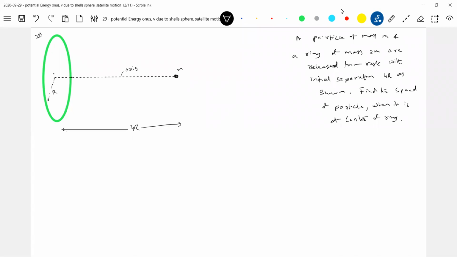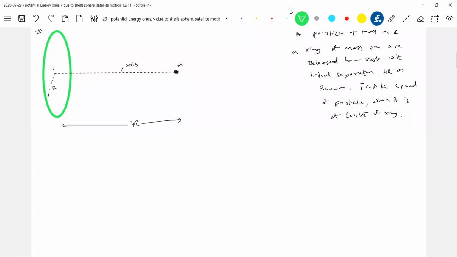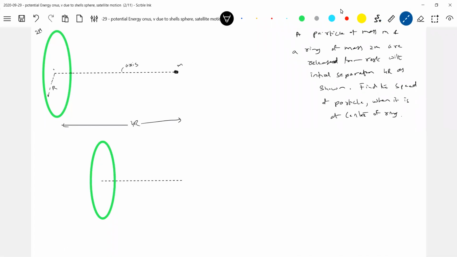What is the net force acting on the ring? What force will act on the particle? The same force will act on the ring also. So finally, the ring and particle will be here, and this ring will be like this. Now where will they meet? Center of mass of the system.